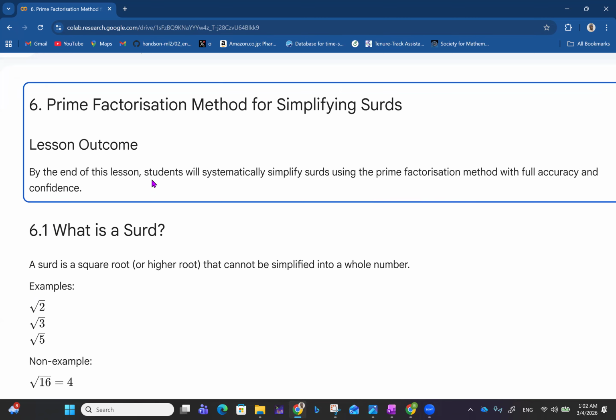The lesson outcome: by the end of this lesson, students should systematically simplify surds using the prime factorization method with full accuracy and confidence. So if you didn't quite get it very well in the last video, this is another opportunity for you to come to terms with it way, way better.